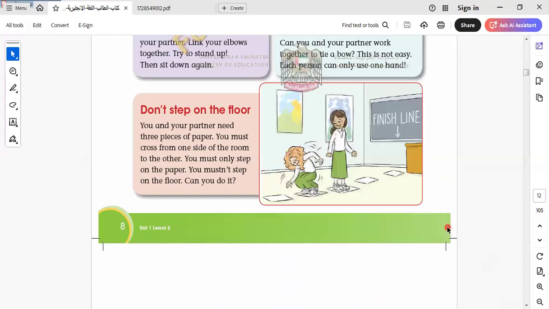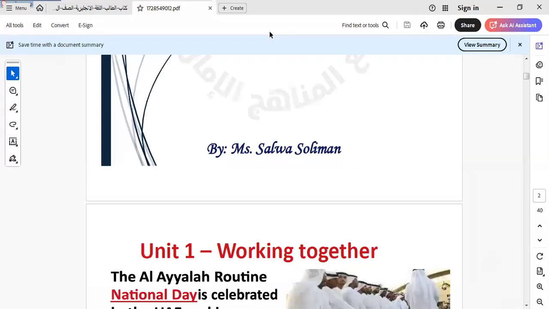Here I stop in lesson 3. I give you one part of lesson 4, but next class I will explain it in detail. Let's go to another one to give you a brief of what I explained in this part. Okay.